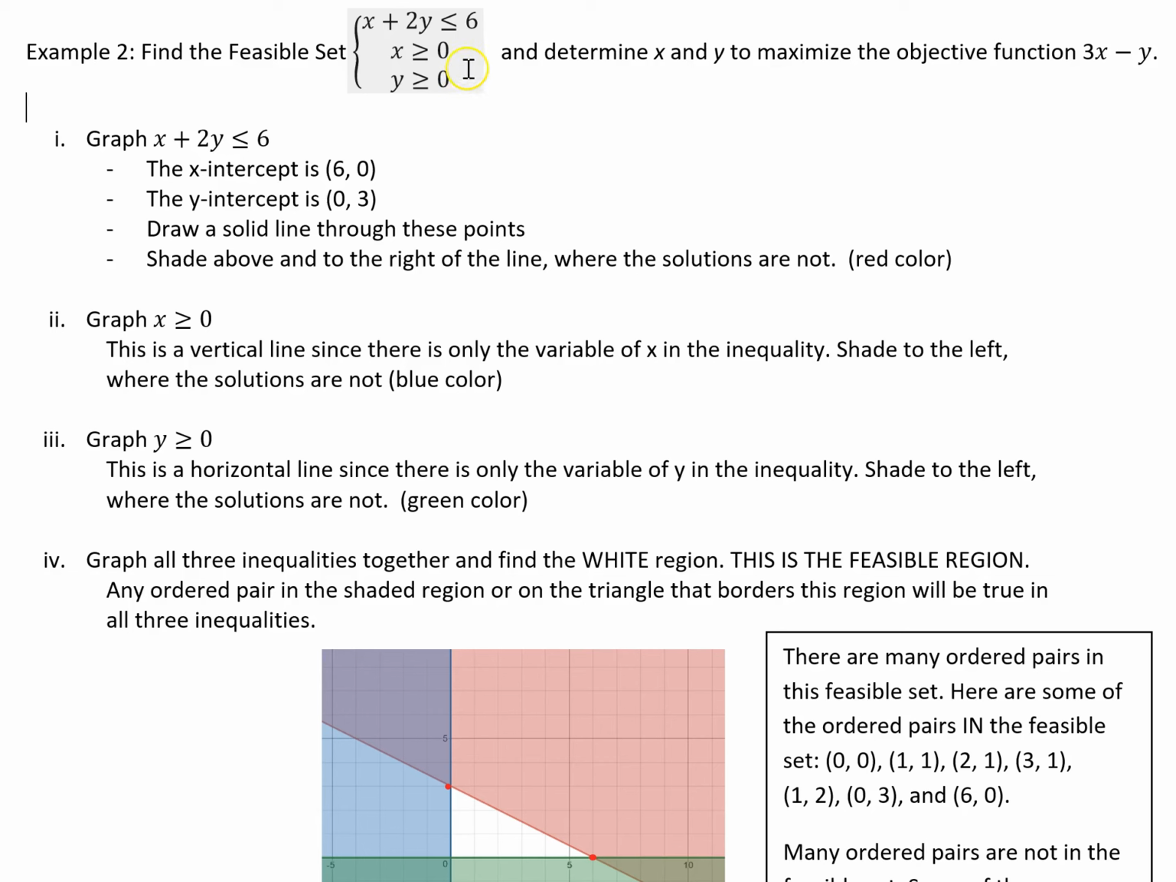And to do that, I take this system of inequalities and I graph it. I'm going to walk through how I graphed that. First, I take the first inequality, which is x plus 2y is less than or equal to 6. I see that's in standard form. The x-intercept is (6, 0). The y-intercept is (0, 3).